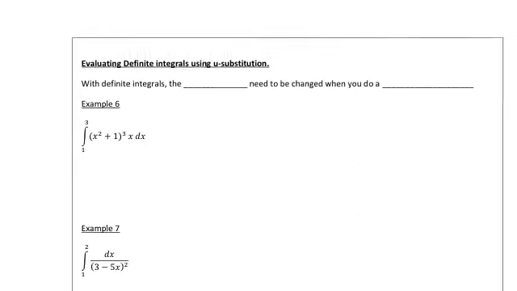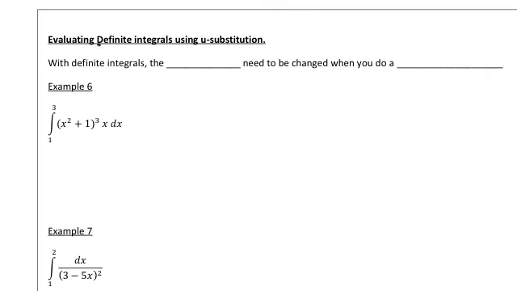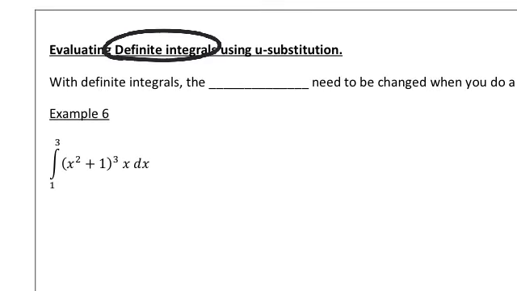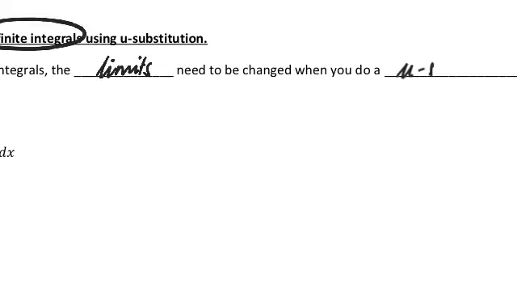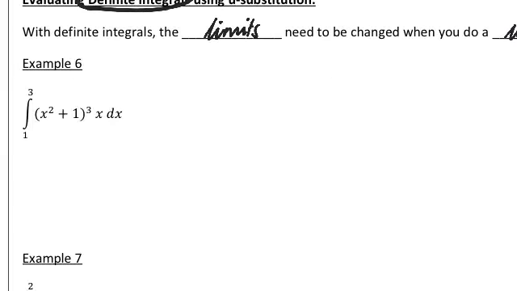Okay, second part of the lesson is evaluating definite integrals using u substitution. So remember, the answer to a definite integral is a number. And the thing we need to keep in mind with the u substitution is that the number has to be correct, of course. And so we need to change the limits. We need to change the limits when we do a u substitution. So what do I mean by that? What I mean by that is this.